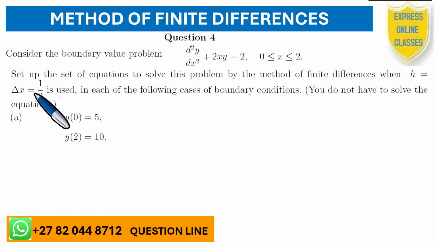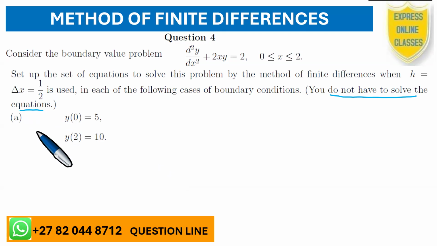what we call delta x. In other words, the step length, or step size, h is sometimes called delta x. In this case it is 1/2, or as a decimal fraction, 0.5. This particular h is used in each of the following cases of boundary conditions. You do not have to solve the equations. We shall get a lot of equations, and the examiner is clear that we do not have to solve them. We just need to get the equations and stop there.